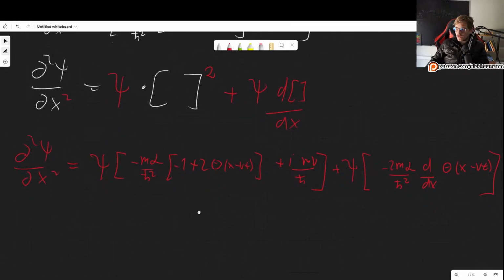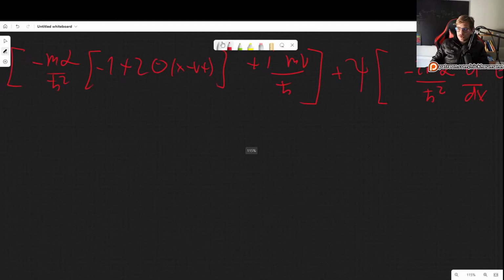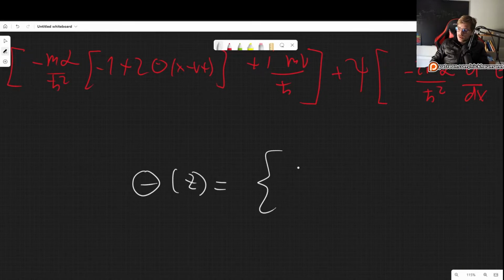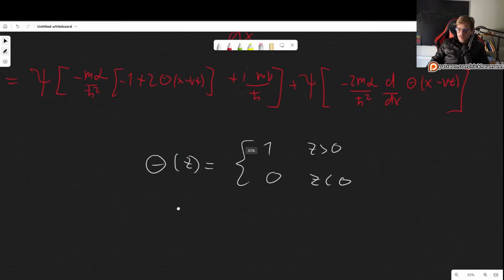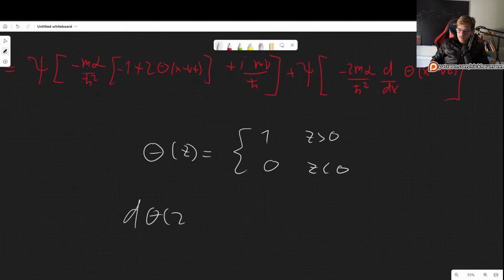Now, the derivative of the step function, what is that? I'm not going to prove it rigorously now, but I'm just going to give you an idea. Okay, I spoil it. We know that the step function for some z is going to be 1 if z is greater than 0, or 0 if z is less than 0. So how does this change as z changes? What is dθ/dz? Well, it is 0 everywhere except at z equals 0. So it is delta of z, right?